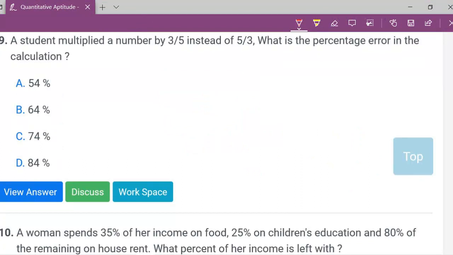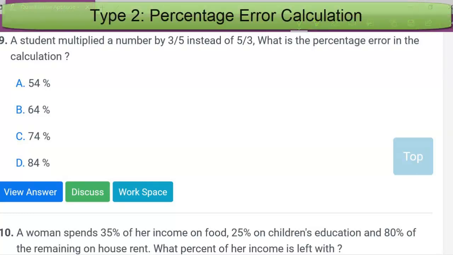So here we have a different type of question. Again, this question is very important, and this is frequently asked in many exams with different variations. The question says a student multiplied a number by 3 by 5 instead of 5 by 3. So what is the percentage error in the calculation? So he multiplied by 3 by 5 instead of 5 by 3, right?